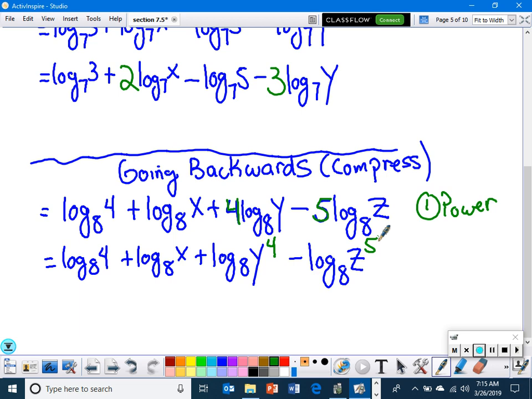The next step, again, if I'm going backwards, I would do the product property. Well, product property and quotient property from left to right.